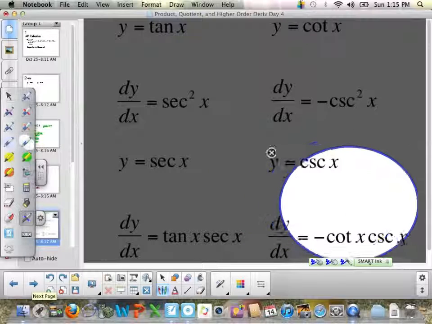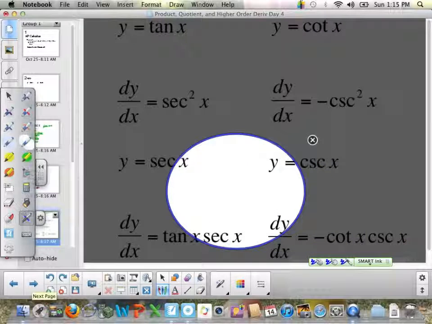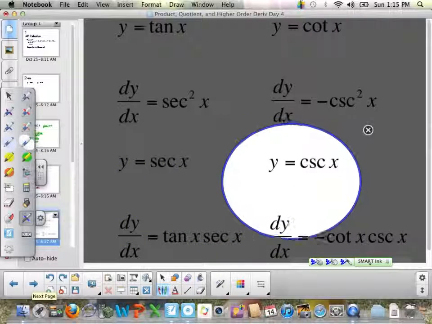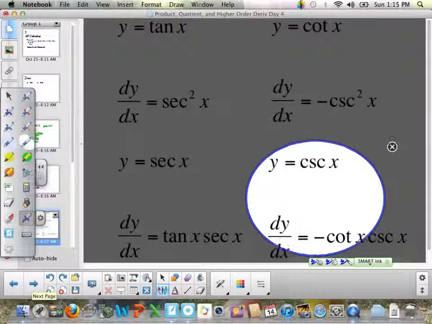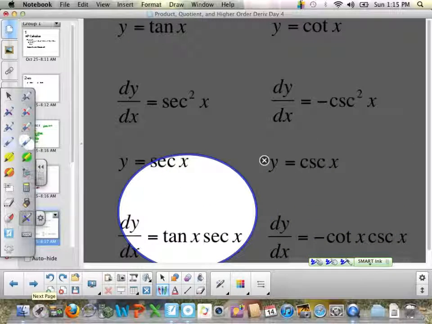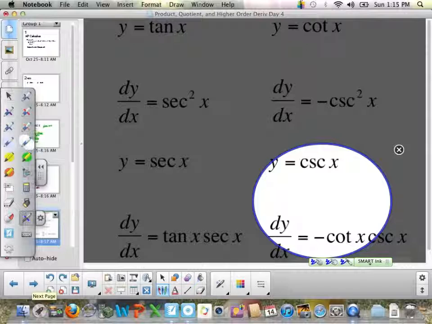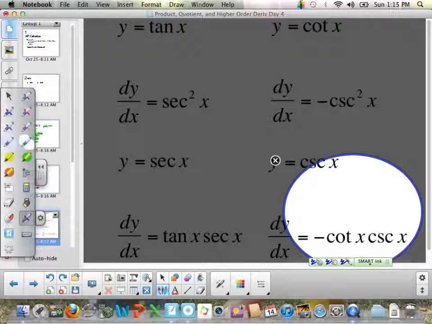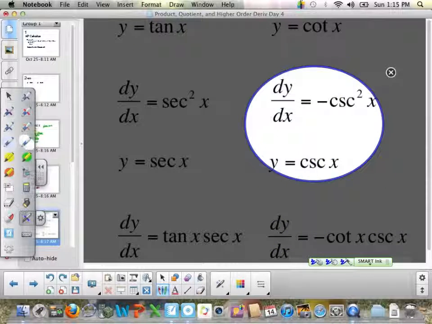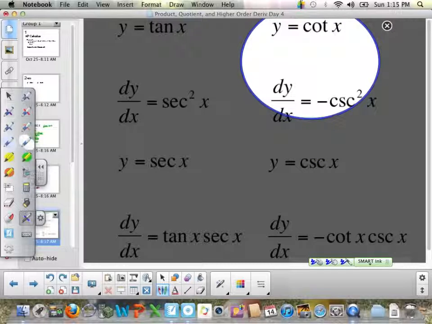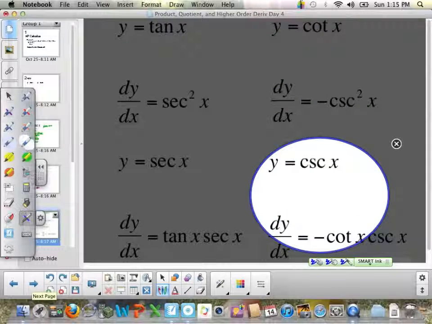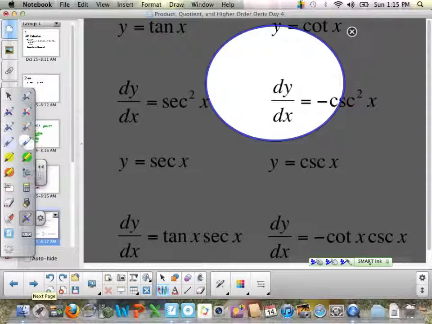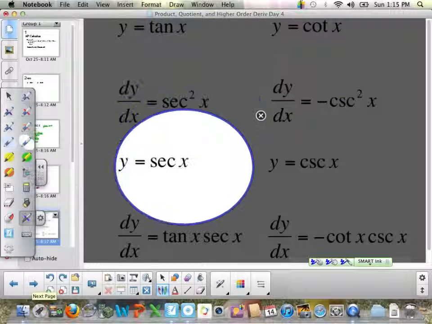Cosecant is negative cosecant, cotangent. And again, secant is positive, cosecant is negative. Secant is secant and tangent. Cosecant is cosecant and cotangent. Anything that's a co when you take the derivative always ends up negative. Anything that's not a co will end up positive.